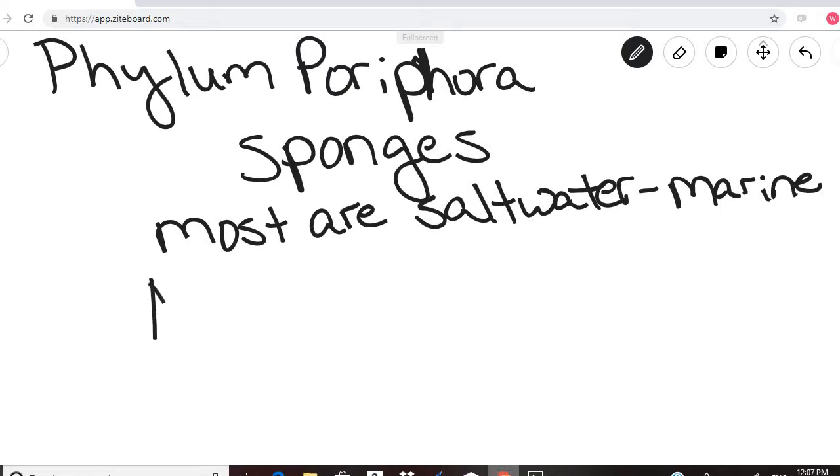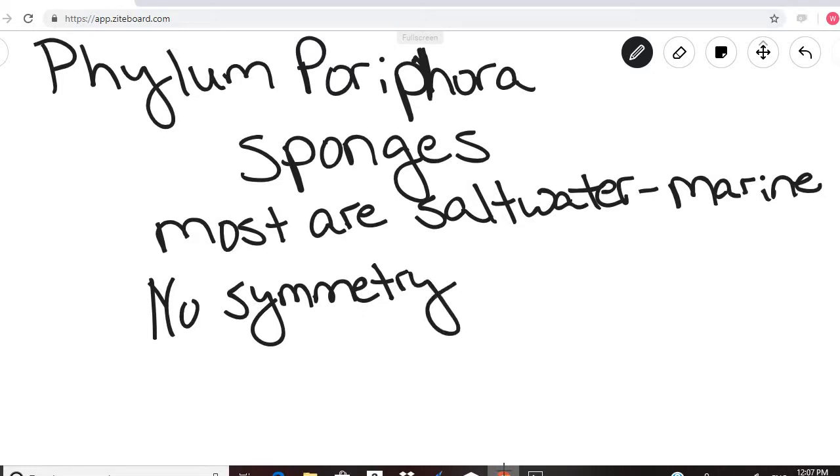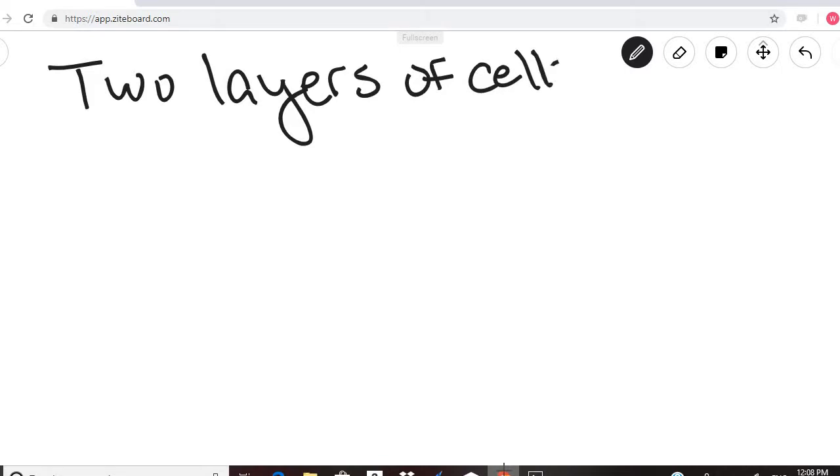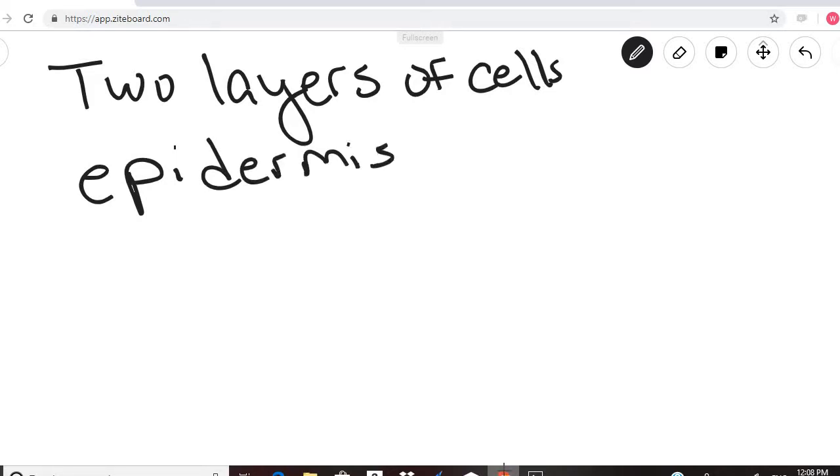Members of phylum Porifera, as we just saw an example of, have no symmetry. They can vary in size from being very small to very, very large, but they tend to be irregularly shaped, and so they have no symmetry. They are made up of 2 layers of cells. And those 2 layers are called the epidermis. So the epidermis is an outer layer of cells.